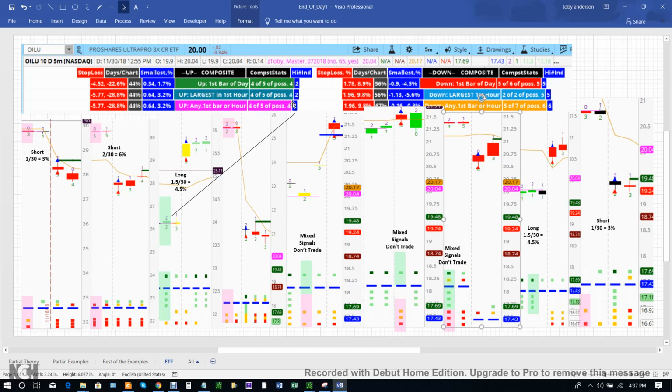This 2 and this 6 are talking about something called any. You see there are 3 categories: any, largest, and first. Really, you'll have to look at an earlier video that I have to see the differences, but it's the first bar or the largest bar in the first hour. I'm not going to go over this table again, I've done it several times.